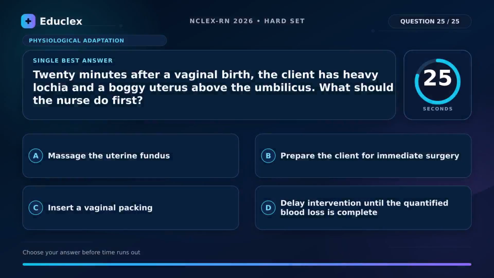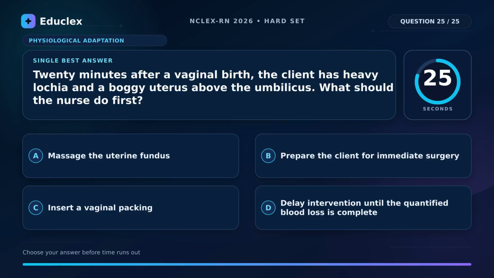Question 25. 20 minutes after a vaginal birth, the client has heavy lochia and a boggy uterus above the umbilicus. What should the nurse do first? Here are the options. Option A. Massage the uterine fundus. Option B. Prepare the client for immediate surgery.